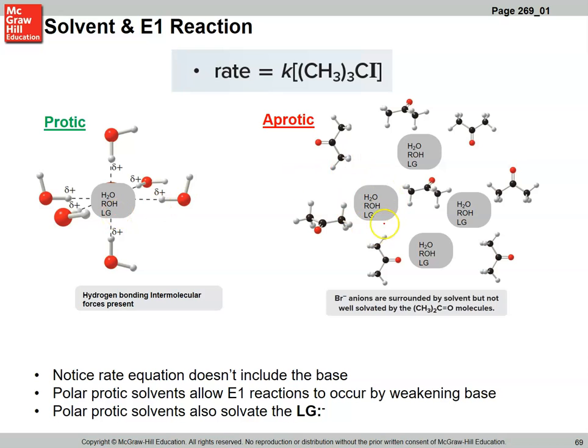Where aprotic solvents kind of leave these alone a little more and allow these to interact and act as stronger bases or less stable leaving groups. So you can kind of think about this is the opposite of E2, where we want to have the protic solvents that can have stronger intermolecular forces with our bases and our leaving groups for this mechanism.